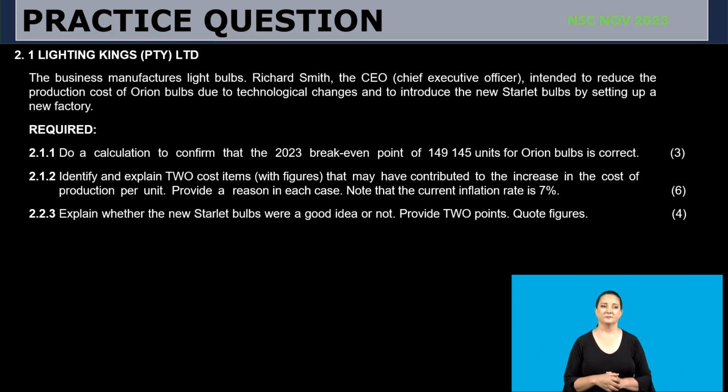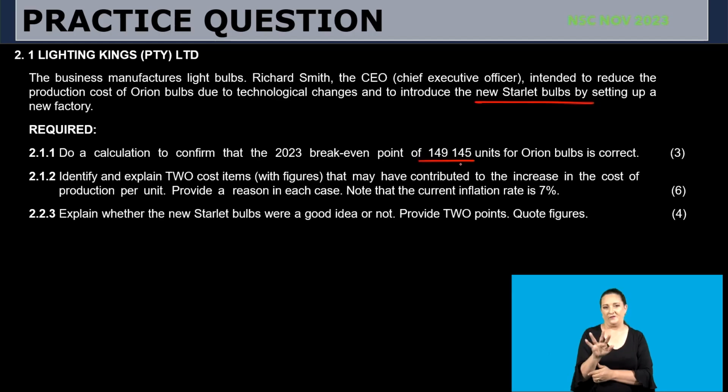It says, the business manufactures light bulbs. Richard Smith, the CEO, intended to reduce the production cost of Orion bulbs due to technology changes and to introduce a new Starlet bulb by setting up a new factory. Required: do a calculation to confirm that the break-even point of 149,145 units for Orion is correct.